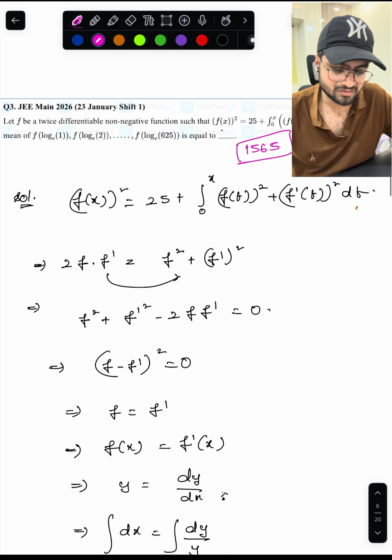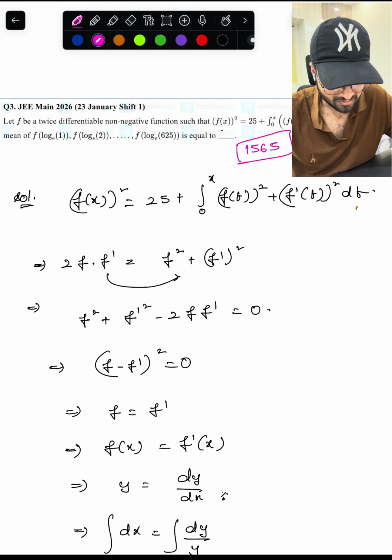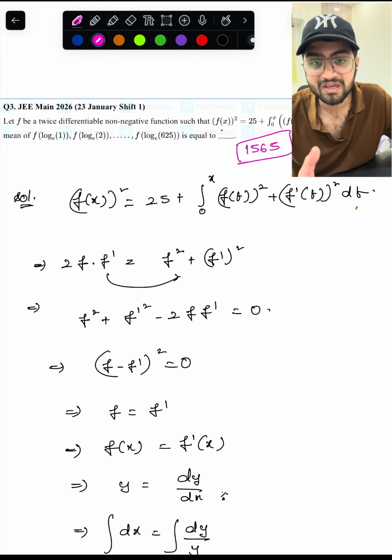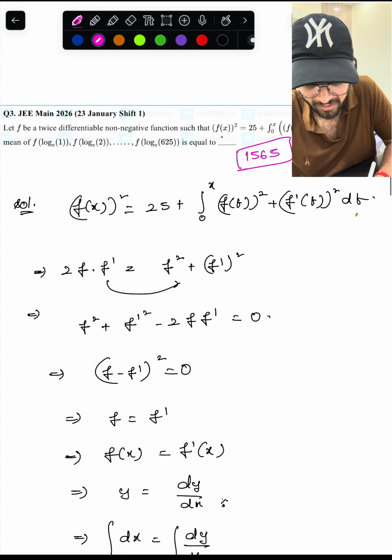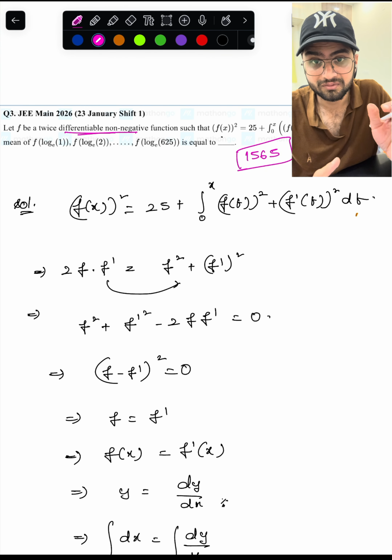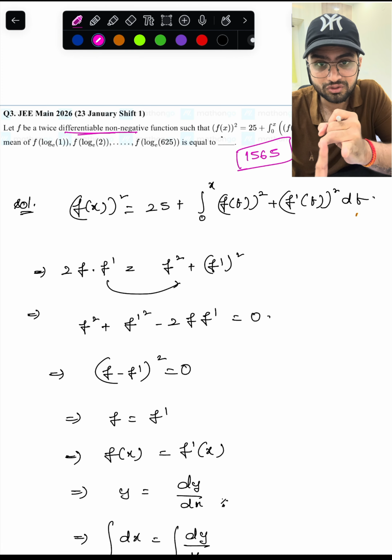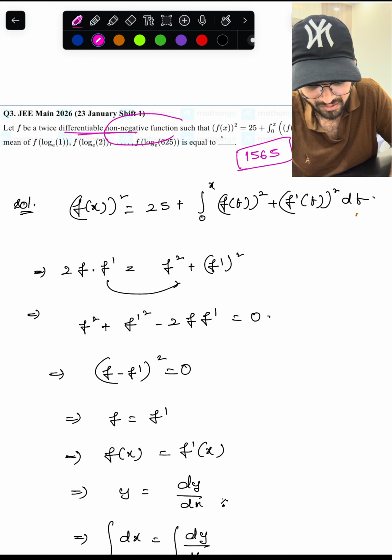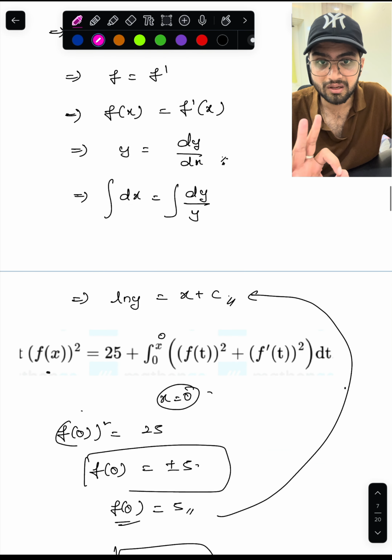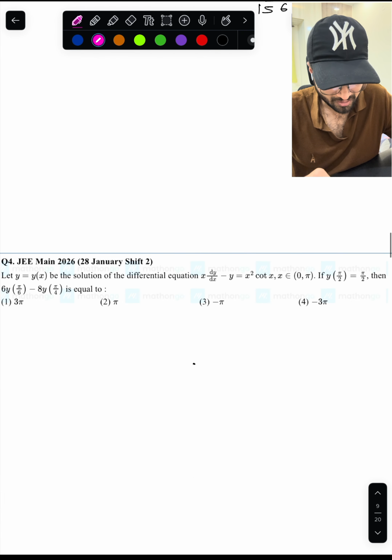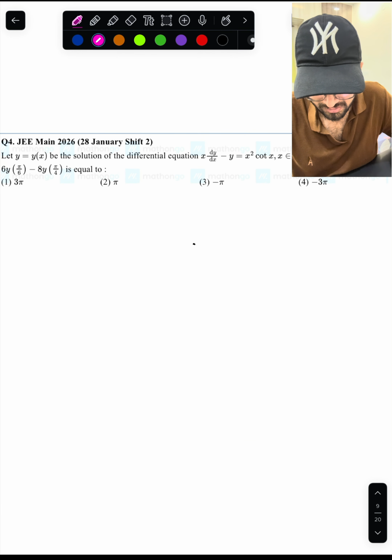But here you can see this is not a linear differential equation, but still we can solve it very easily by taking hints from the question itself. Differentiable function means we have to use differentiation, and non-negative function is given, so you need to take only 0 or positive values, right? Anyways, let's move to the next question.